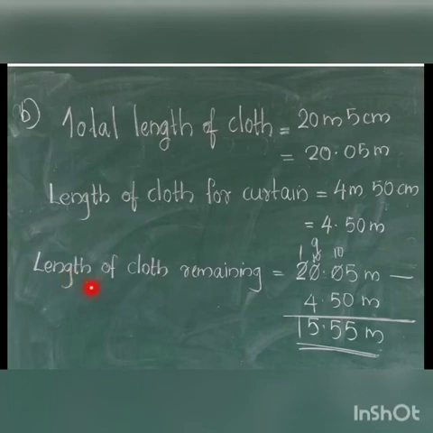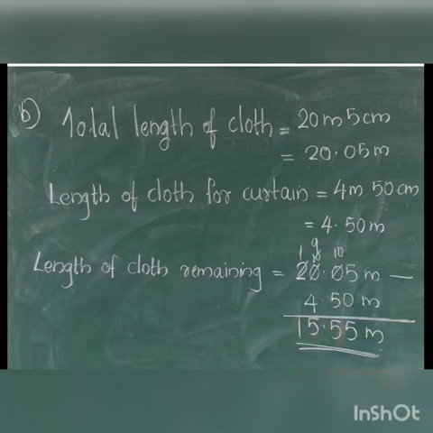Now the length of cloth remaining, what do you have to do? From the total 20.5 we are subtracting 4.50. So subtracting, what are you getting? Here both are decimal numbers, so subtracting directly, what are you getting? 15.55 meter. So the length of cloth remaining with her is what? 15.55 meter.